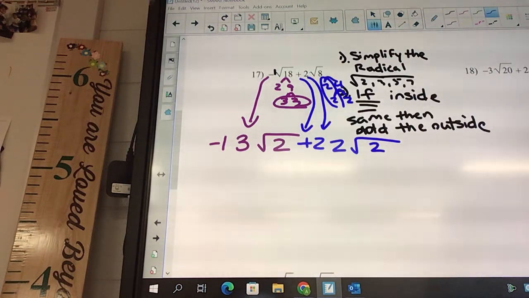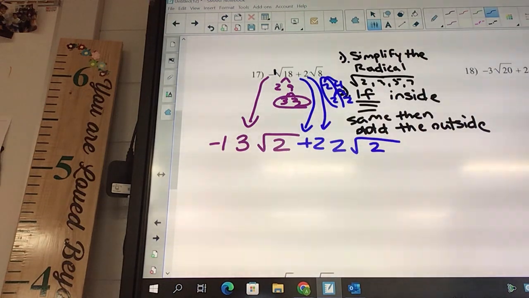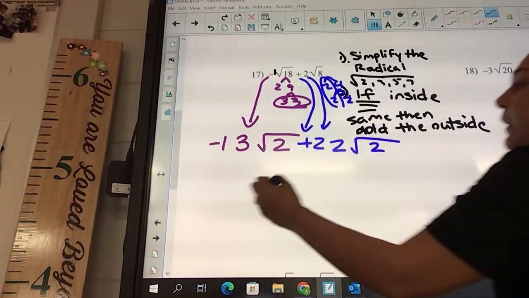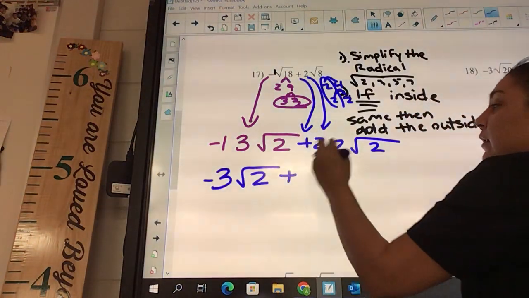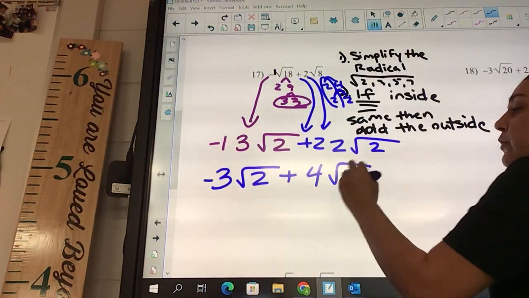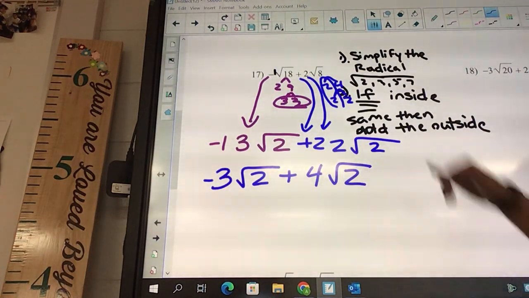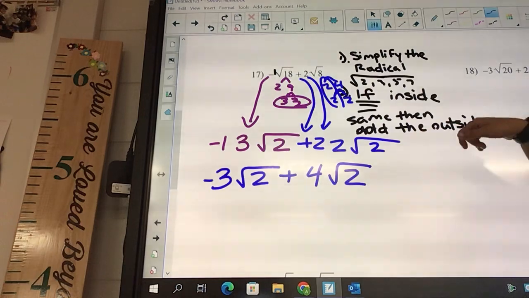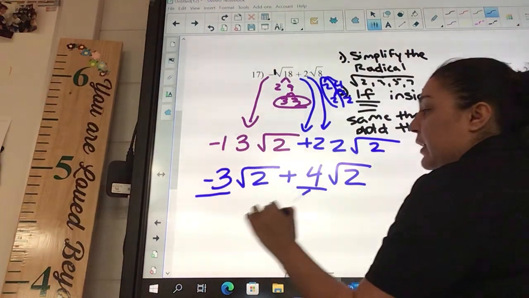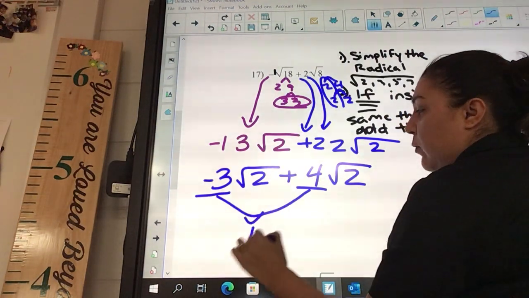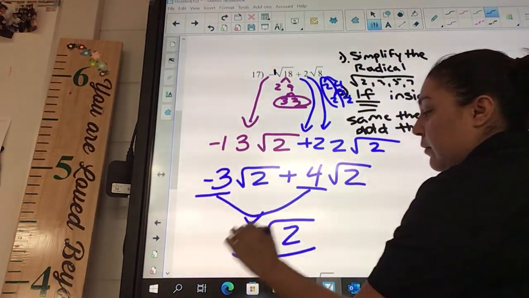Okay, now what do you do with the outsides? Multiply them. So we're going to get -3 square root 2 plus 4 square root 2. Okay, now if the insides are the same, add the outsides. So are our insides the same? Yeah, so we can put -3 and the 4 together to give me 1 square root of 2.